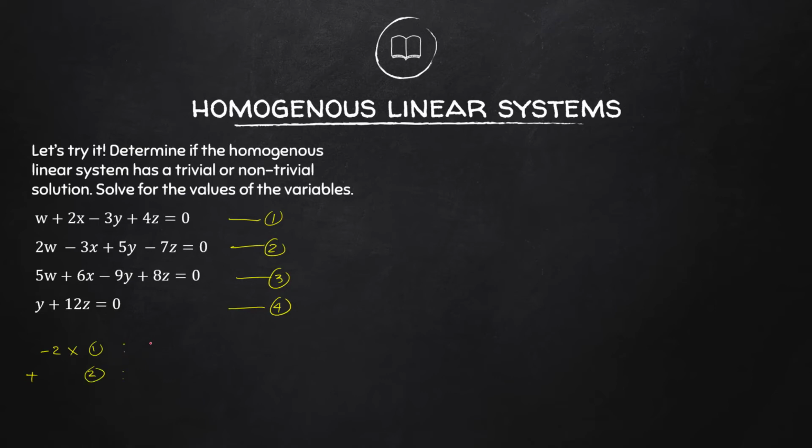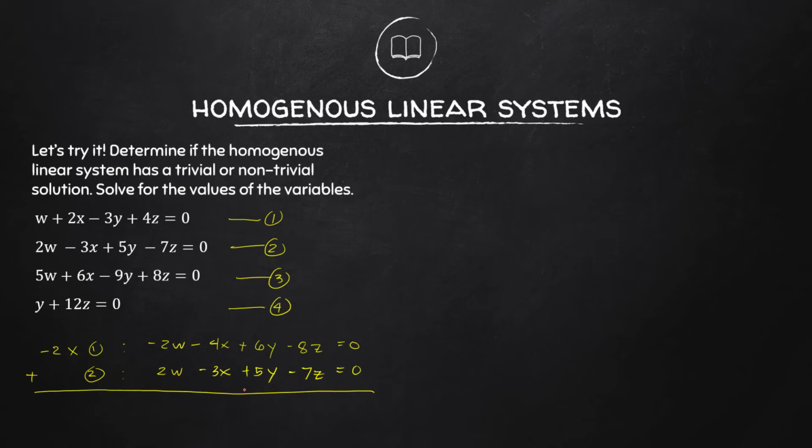So we have here negative 2w, negative 4x, minus 3y times negative 2, that would be positive 6y, and we have negative 8z equal to 0. And just copy the second equation. We have 2w minus 3x plus 5y minus 7z. This is equal to 0.